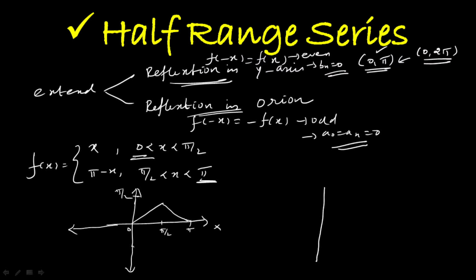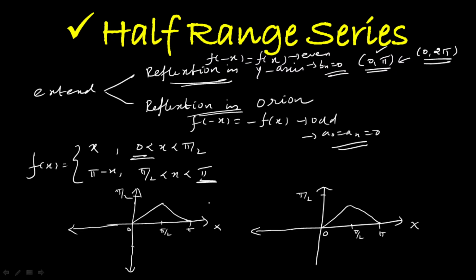Okay, I am just drawing one more graph. Okay, the same function graph. So point pi by 2 here. So this is your x-axis, origin. So point pi by 2, and approximately the point pi is here.